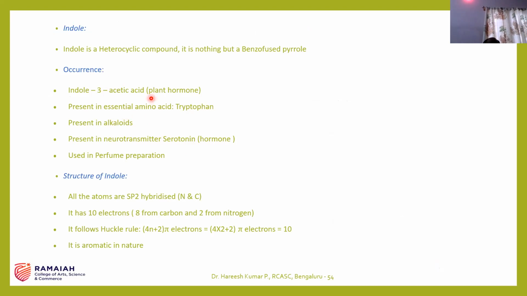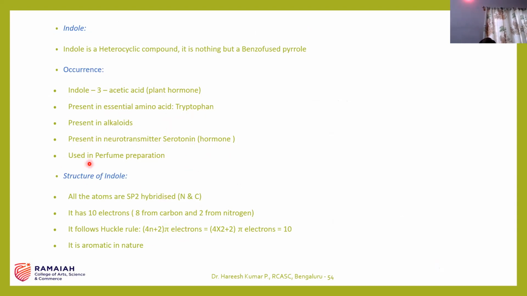So indole 3-acetic acid is a plant hormone. It is present in essential amino acids like tryptophan. It's also present in alkaloids. It is also present in a neurotransmitter called serotonin. It's a hormone used in perfume preparations. So this is about the structure.